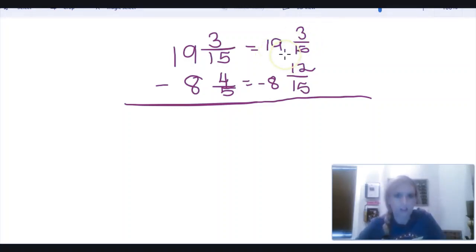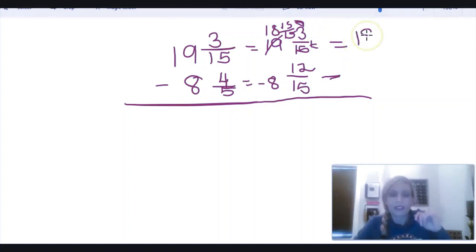So I need to borrow, just like in regular subtraction. I'm going to borrow 1 from this 19 and make it into an 18. I'm going to take that 1 that I borrowed and make it into a fraction. Whatever that denominator is, because I'm going to be adding the fractions together. This is a 15, so I need a fraction that equals 1 with the denominator 15. That's going to be 15 over 15. I'm now going to add these two together. That's going to give me 18, and 15 is still my denominator, but now I add 15 plus 3, that's 18. So I'm going to have 18 over 15. The bottom I'm just going to bring over, not doing anything to that.